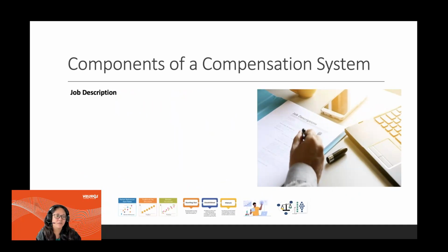So, isa sa mga kailangan nating matandaan pagdating sa compensation system, importante that you have a job description. Hindi lang ito something that you use for your compensation. The job description actually guides everyone in HR on how to manage performance of the employees, how to maximize their productivity, how to ensure that you and the employee are on the same page. If you don't have a job description, it's very hard for the employee to understand what's expected of him or her.